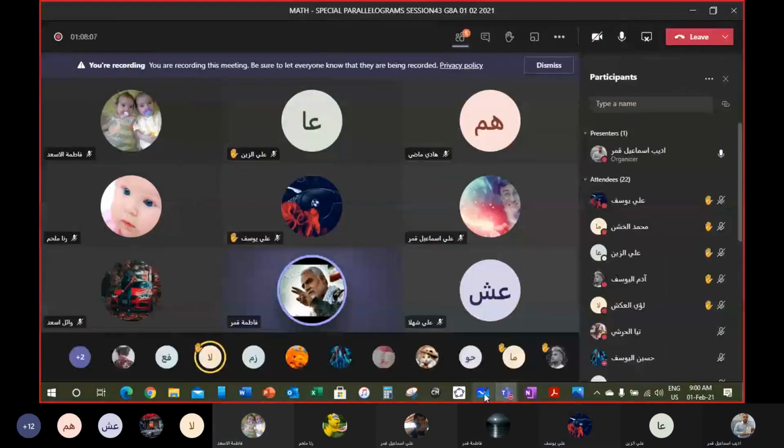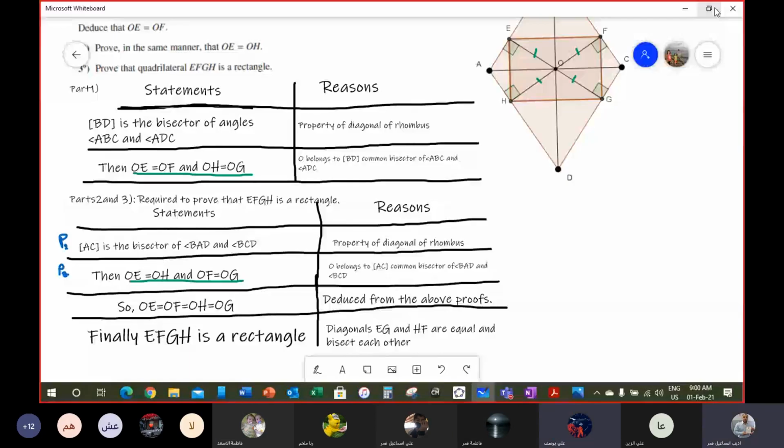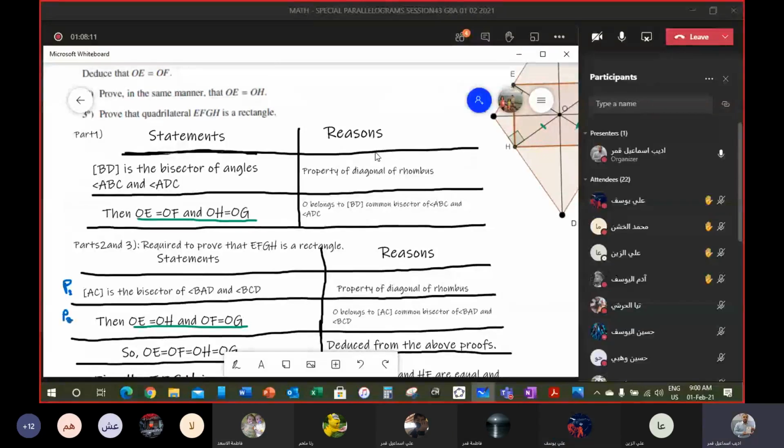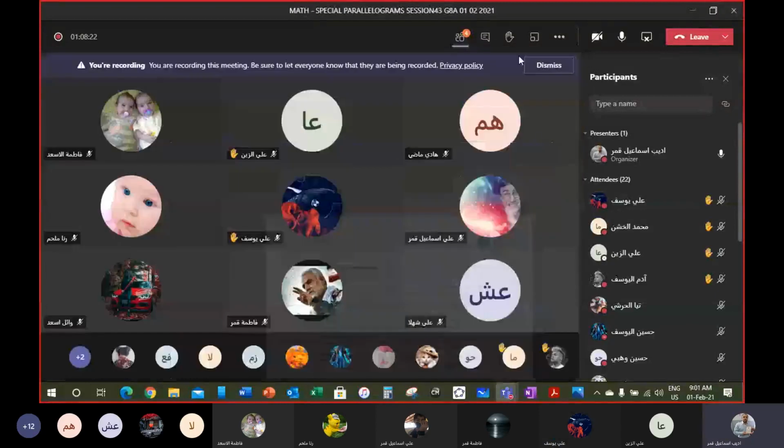طيب، رح ننتقل هلا كمان لقسم جديد من الدرس. كمل بالجيومتري ونتعرف على ترابيزويد.